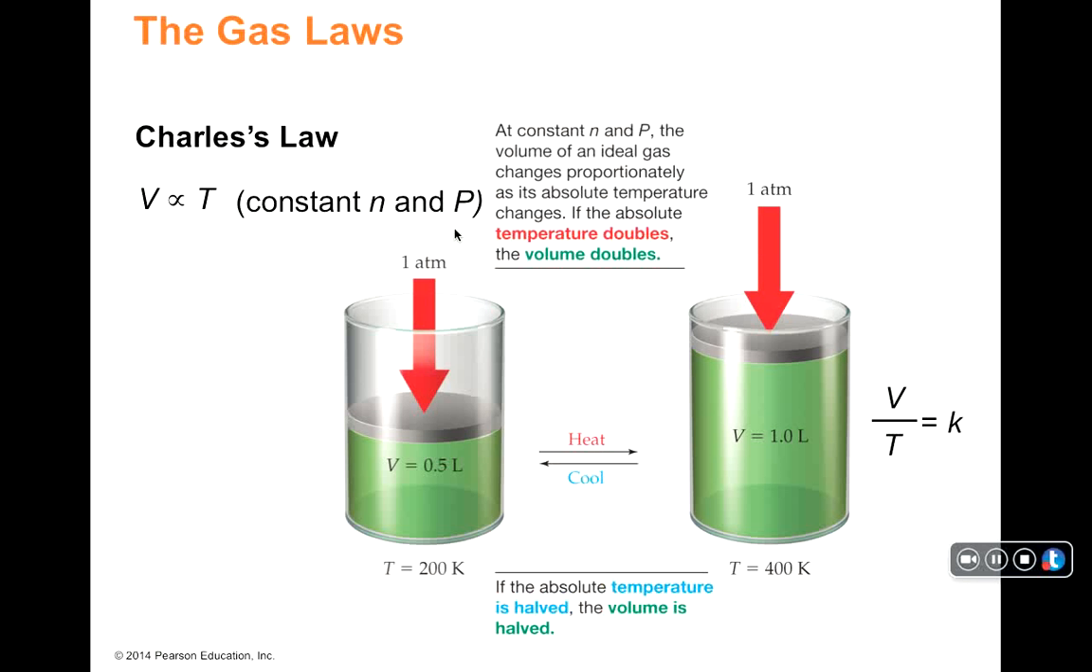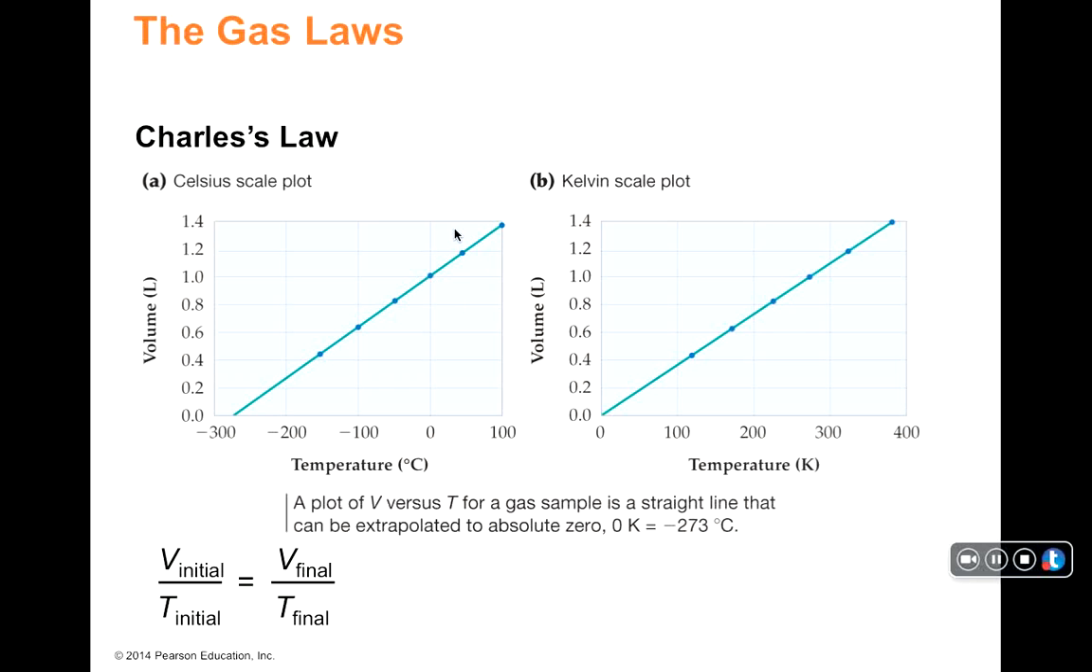Charles's law compares volume and temperature. So we know that volume and temperature of a gas, when we hold constant pressure and constant number of moles, is proportional to each other. And on the bottom here is that relationship expressed in a mathematical equation that you can use. So V initial divided by T initial equals V final divided by T final. Again, another equation to make sure you have written down and know how to use.